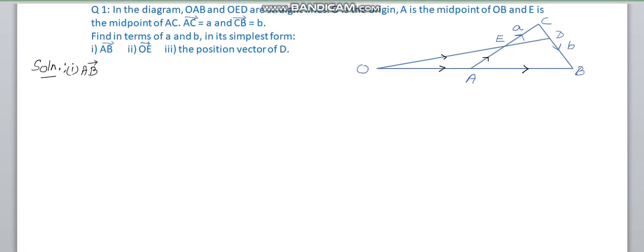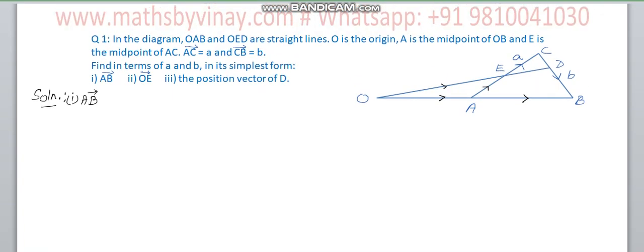Today we are going to do one question from a past paper of IGCSE. This question is from year 2020. This is a question on vectors. So take a pause, read the question first. The first part is very easy. We have to find the value of AB.